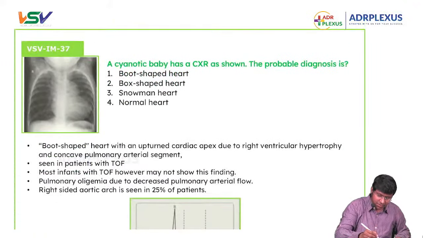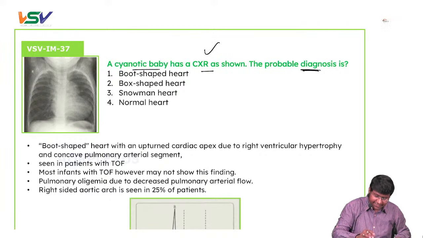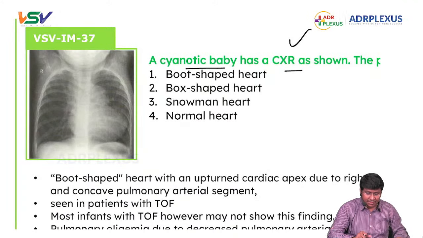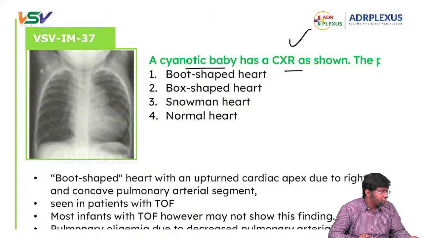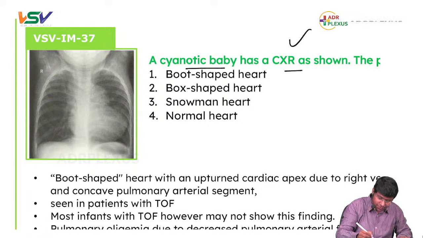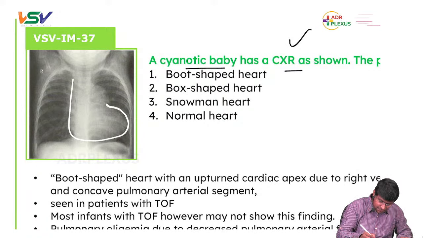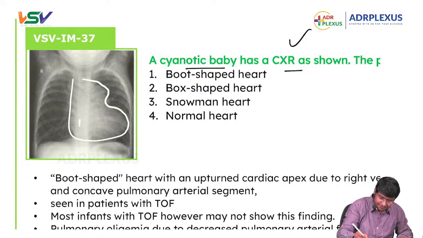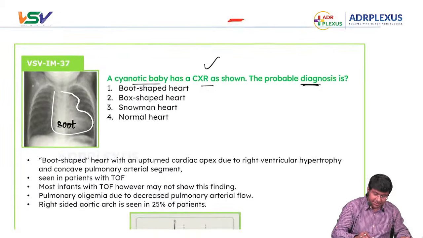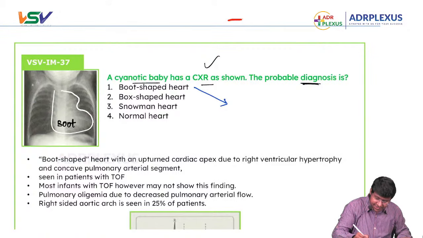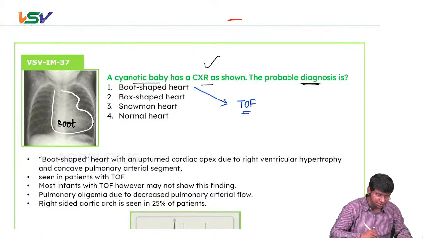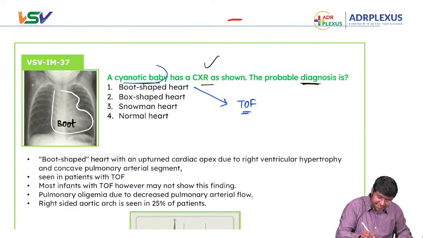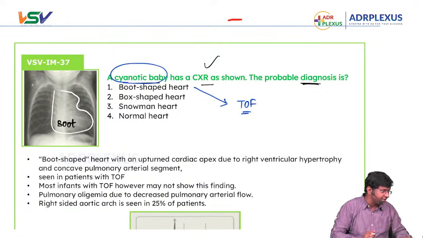Okay. Now, a cyanotic baby has the following chest X-ray. The probable diagnosis is boot-shaped heart, box-shaped heart, snowman, normal heart. Yes, so you can see here. So what is this suggestive of? Right, this is suggestive of a boot-shaped heart. And where do you have this boot-shaped heart? That is tetralogy of Fallot, and that too very clearly given here, cyanotic baby. So cyanosis is observed in tetralogy of Fallot, right?